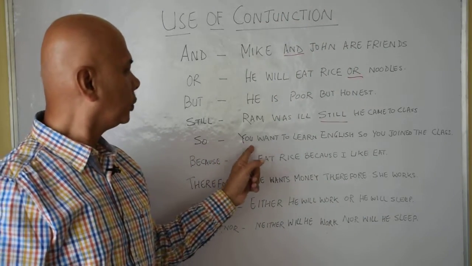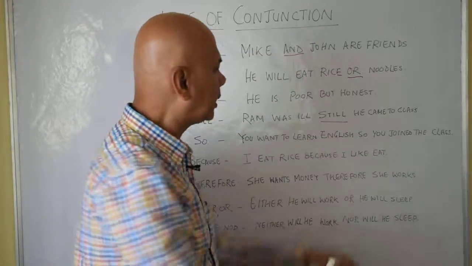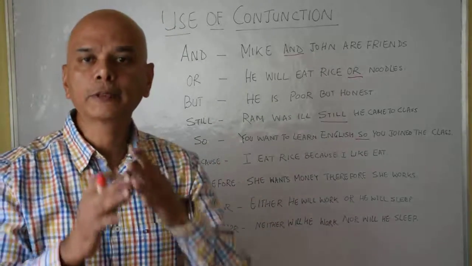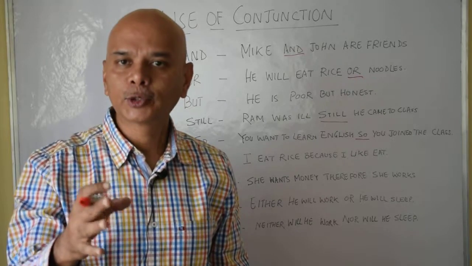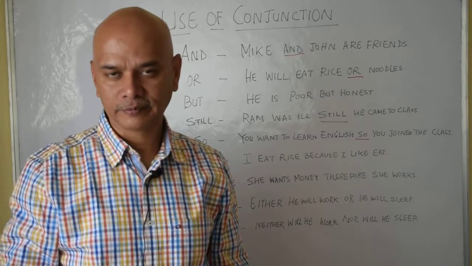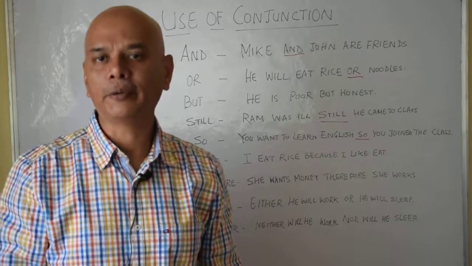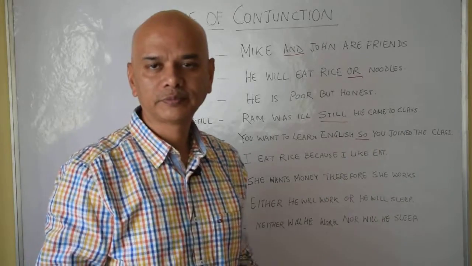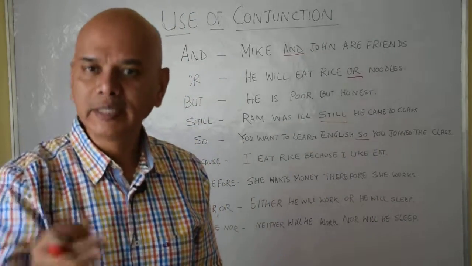So, you want to learn English, so you joined the class. So is the reason. You explain things. You are hungry, so you eat food. You are hungry, so you are eating food now. This is a proper sentence. This is the reason. So, I want to teach, so I am teaching.